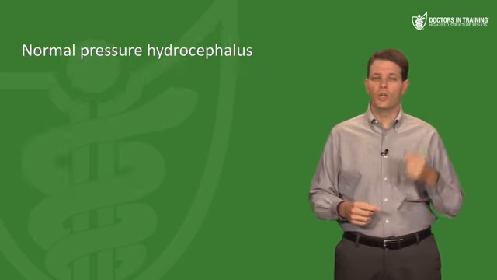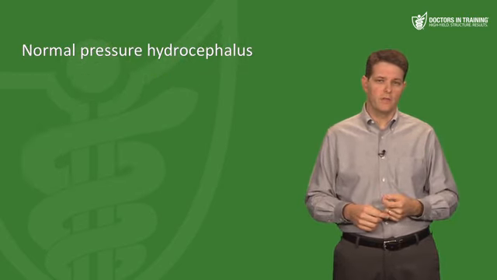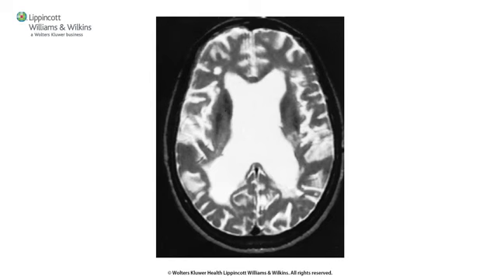There's also something called normal pressure hydrocephalus. This is where there's expansion of the ventricles due to impaired CSF absorption, but when you measure the intracranial pressure, it's normal.